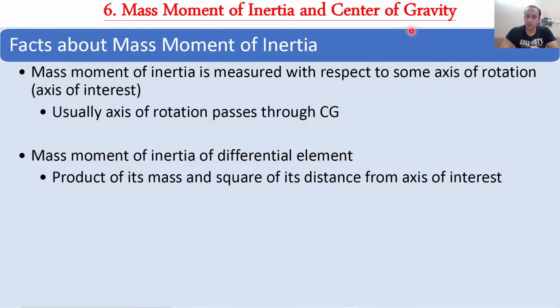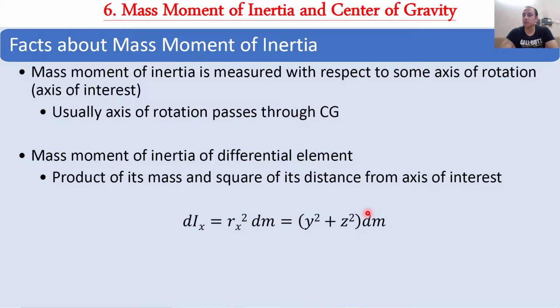But here what we need to do is multiply the mass with the square of the distance between the axis passing through the CG and the axis of interest. So this is a bit different from the mass moment. The differential element of mass moment of inertia across the x-axis would be equal to rx square multiplied by dm, and we can denote this as y square plus z square dm.